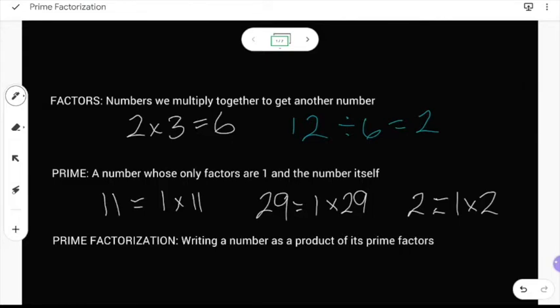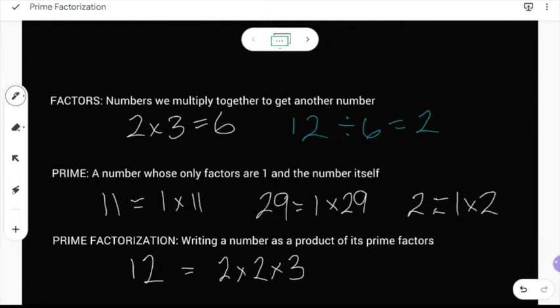When we start looking at prime factorization, what that is is just writing a number as a product of its prime factors. We've talked about this a little bit in class, but that would be something like the number 12. I could write that as 2 times 2 times 3. I have written it as a product, which means an answer to a multiplication. All of those factors I wrote there are prime factors. So 2 times 2 times 3 gives us 12.